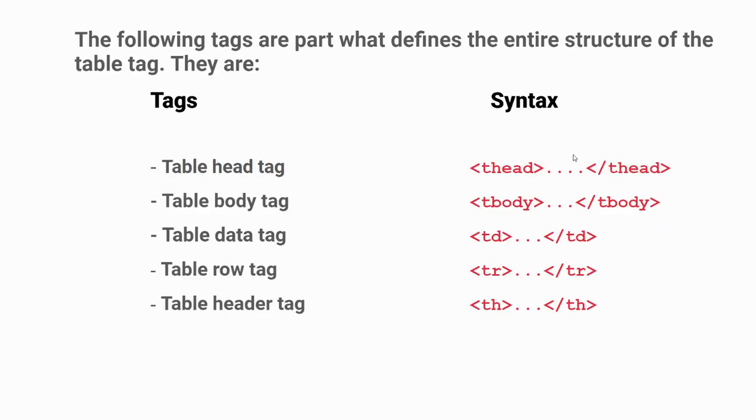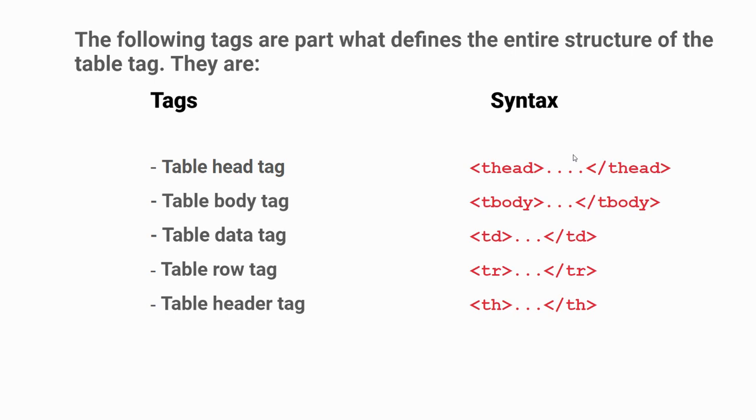Other tags within the table tag is the next section. Like I explained in the previous section, the table tag has other tags embedded within itself. The following tags here are part of what defines the entire structure of the table tag, because the table tags are used to arrange data in a particular order. Without these tags, you won't be able to arrange information the way you want it.